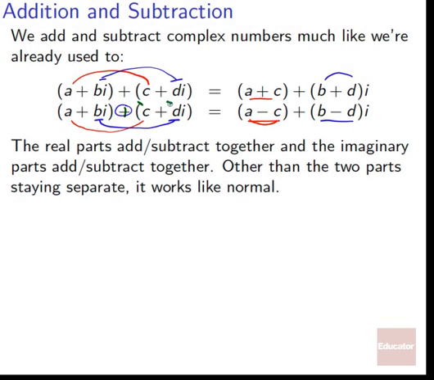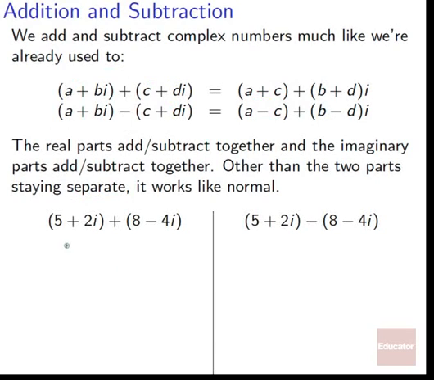So real parts add and subtract together, and imaginary parts add and subtract together. Other than the fact that they stay separate, it pretty much works like normal. As long as they stay separate, they stay on their two sides. Imaginaries can't interact directly with the reals, and reals can't interact directly with the imaginaries when we're doing addition and subtraction. It's pretty much just normal.